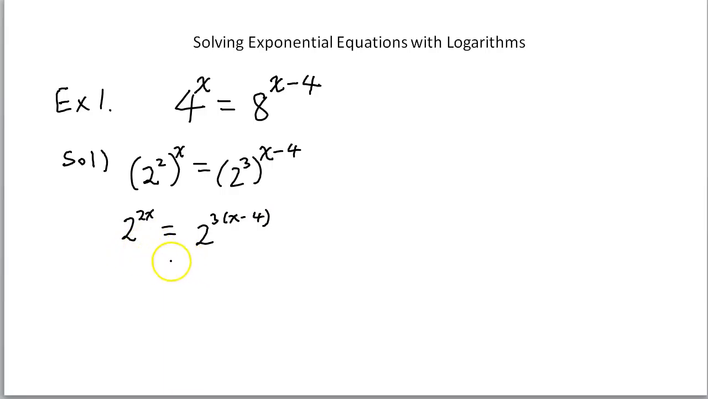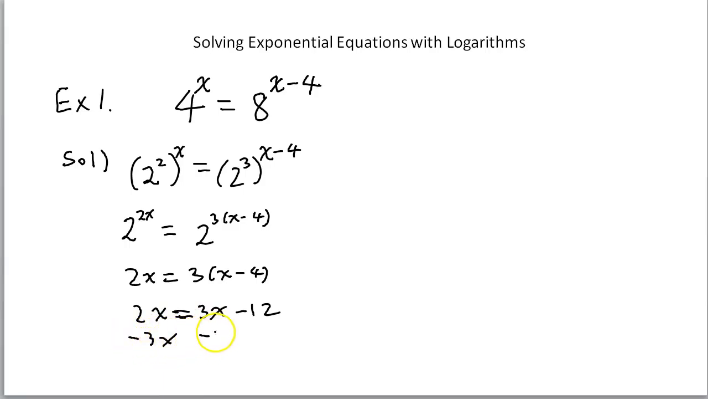Now if you compare the left side and the right side, the base looks exactly the same. They're of exactly the same form. So the only way that these could be equal is when you have 2x exactly the same as 3 times x minus 4. What does that mean? So you have 2x equals 3x minus 12, and then if you subtract 3x from both sides, you end up with negative x equals negative 12, which gives you x equals 12. So 12 is the answer.